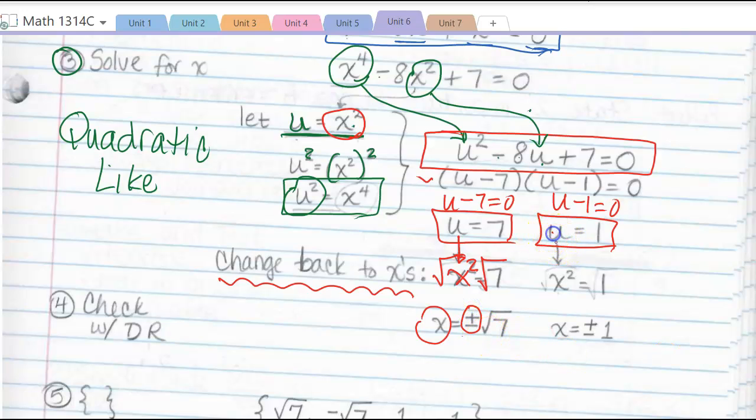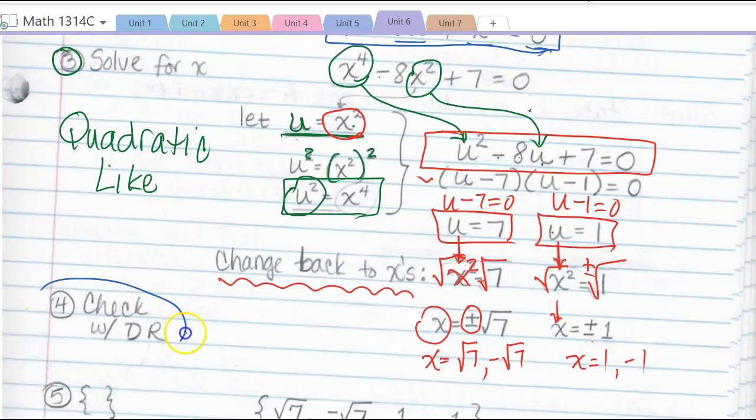I'm going to change that u back into x squared. Then I'm going to take the square root of both sides. And don't forget plus or minus. So I'm going to get x on the left, and on the right I'm going to get plus or minus the square root of 1, which is 1. So notice I have 4 answers. I have x equal to a positive square root of 7 as well as a negative square root of 7. I have x equal to a positive 1 as well as a negative 1.